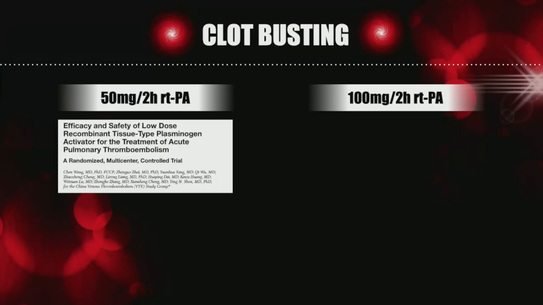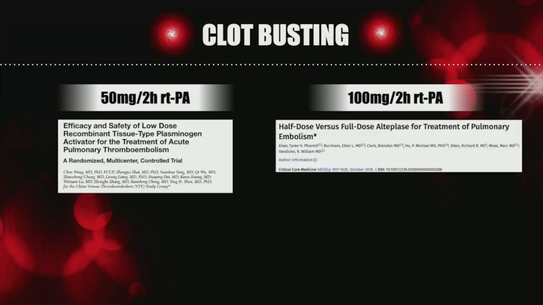So we want to bust up that clot. Now, there's some data out there that you can give half-dose TPA for massive patients, and this is not really mainstream yet. There was one article by Wong et al. in 2014 that did a randomized control trial showing that there was somewhat equal benefits of giving half-dose TPA and full-dose TPA for massive, specifically PE patients, and did definitely have a lesser adverse effect profile.